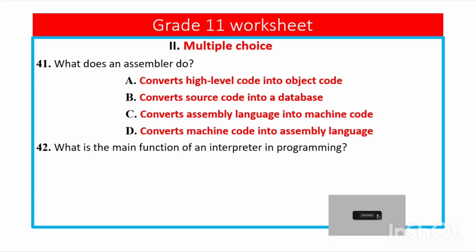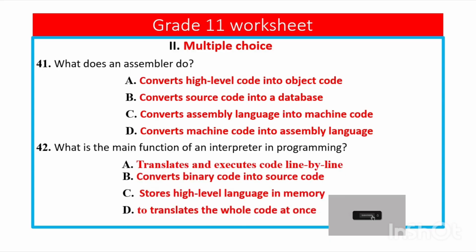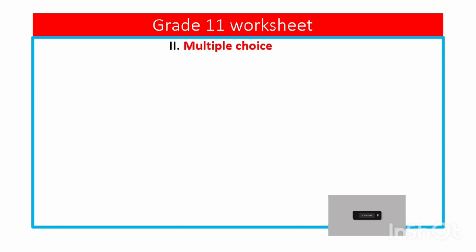42. What is the main function of an interpreter in programming? A. Translate and execute code line by line. B. Convert binary code into source code. C. Store high-level programs in memory. D. To translate the whole code at once.